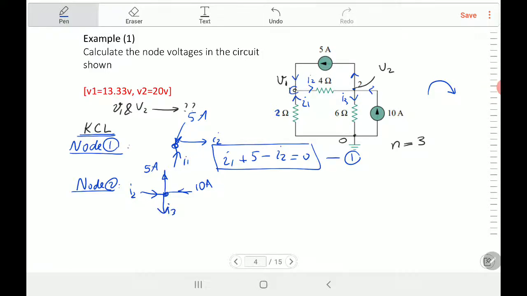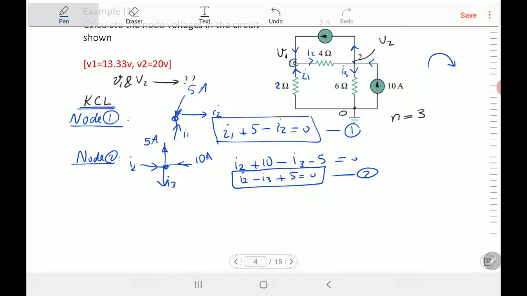So let's write the equations. I2 is input, so I2 is positive, and 10 ampere is input. I3 is output, and 5 is output. That's equation number 2. We may simplify it. We can say I2 minus I3, plus 10 and minus 5 which is plus 5, is equal to 0. That's equation number 2. So we did this step where we wrote the Kirchhoff current law for each node.